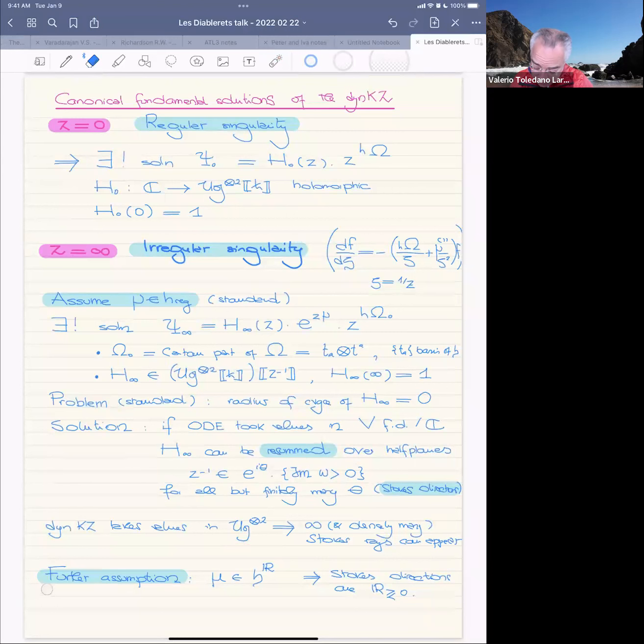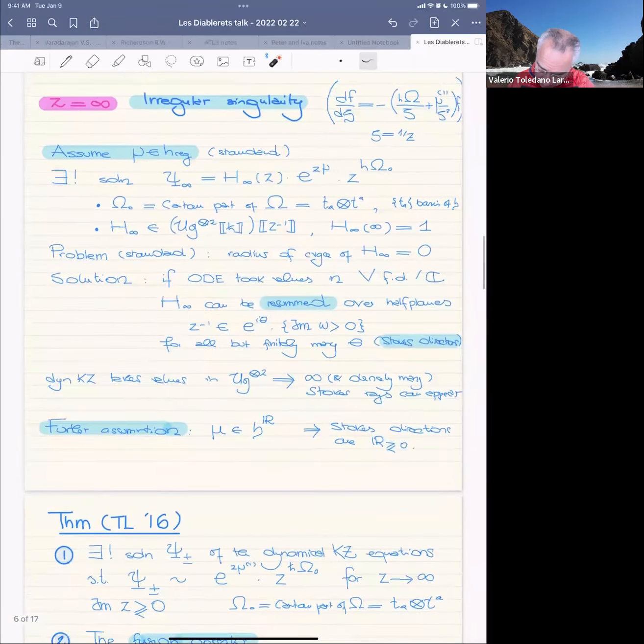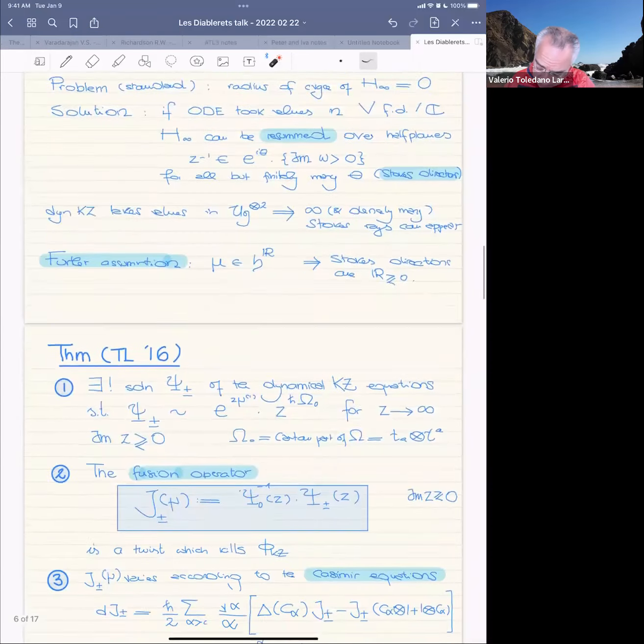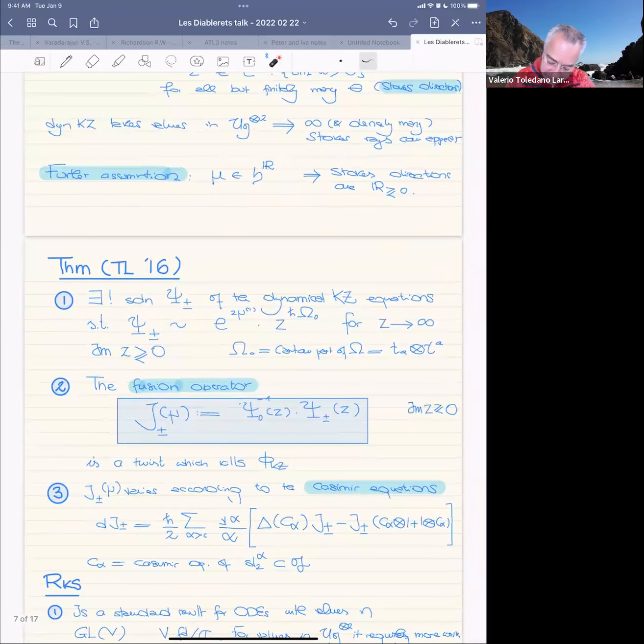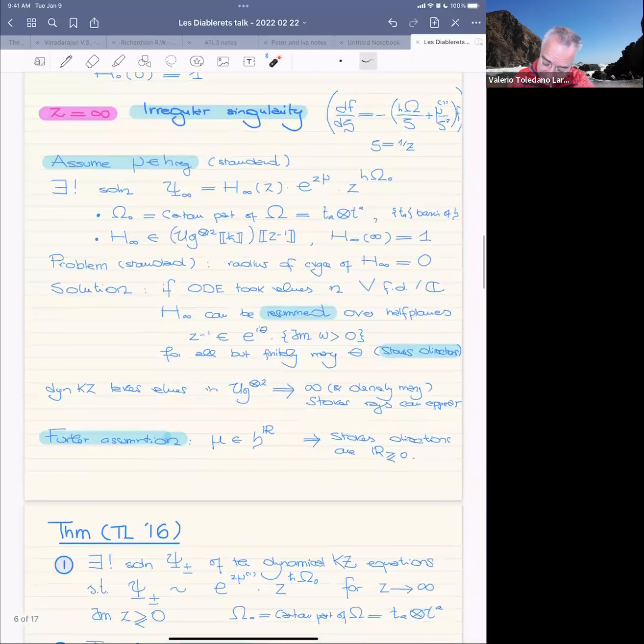So I'm going to make a further assumption, which you wouldn't think to do for ordinary ODEs: I'm going to further assume that my mu is a real point in the Cartan. So mu is regular here, and now it's real, so mu is constrained to live in a chamber. That simplifies life, because then the Stokes rays are all in the positive or negative direction of the real axis. And the theorem, which I proved some years ago, is that the H that we discuss here can be resummed.